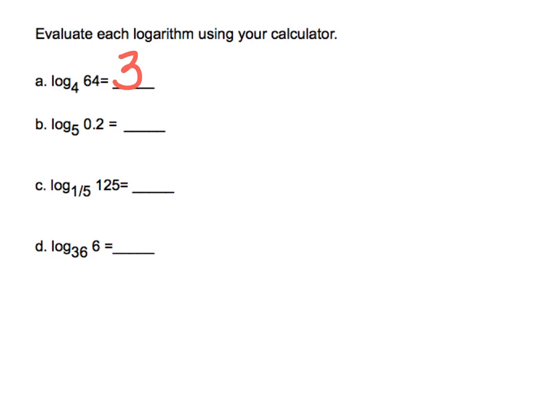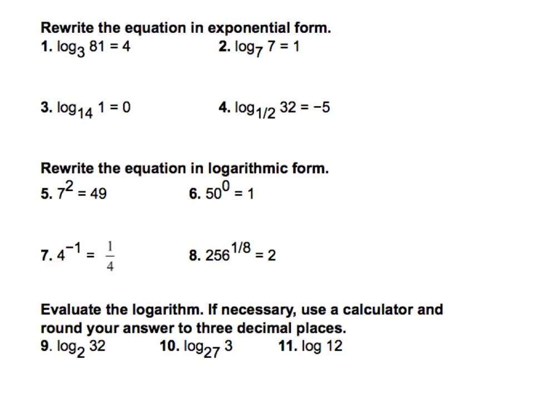You can take a minute here to figure out the rest of these and practice putting them into your calculator. Log base 5 of 0.2 is -1. Log base 1/5 of 125 is -3, and log base 36 of 6 is 1/2. Again, practice putting those into your calculator. Practice using that log base button on your calculator so that it becomes much easier.